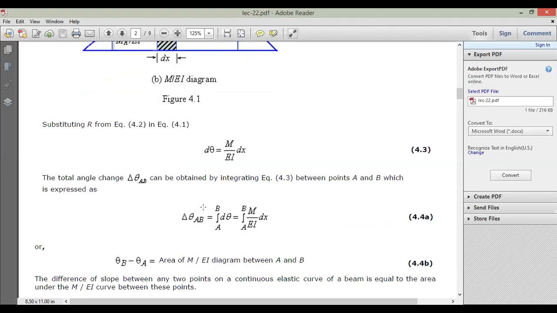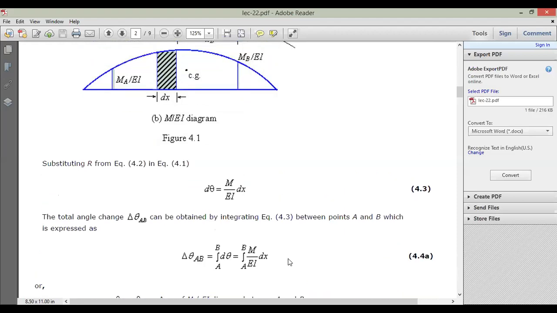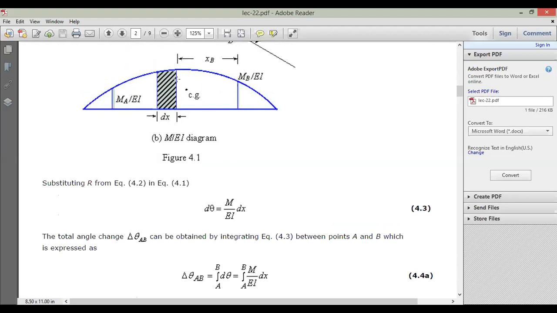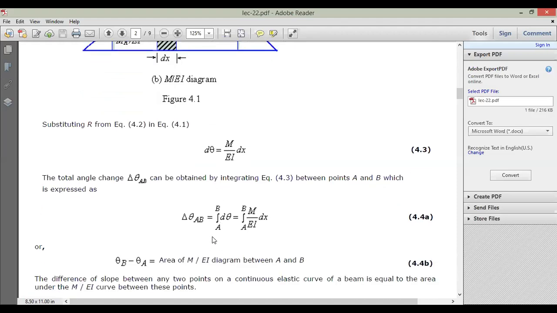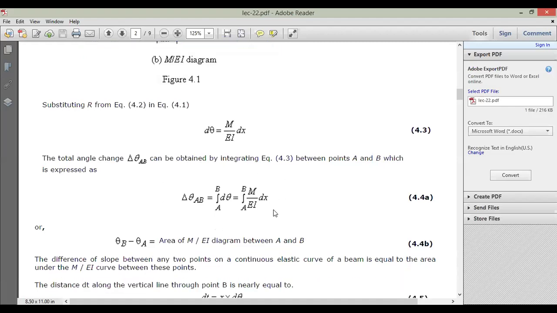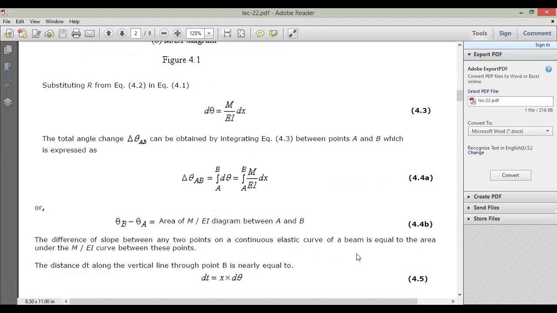The angle delta theta AB, that is theta B minus theta A, is equal to the area of the M by EI diagram between A and B. M by EI dx is the elemental value, multiplied by dx, and this gives the area of the M by EI diagram between A and B. So this is the whole angle subtended at A and B. So the difference of slope between any 2 points of a continuous elastic curve of a beam is equal to the area under the M by EI curve between these 2 points.